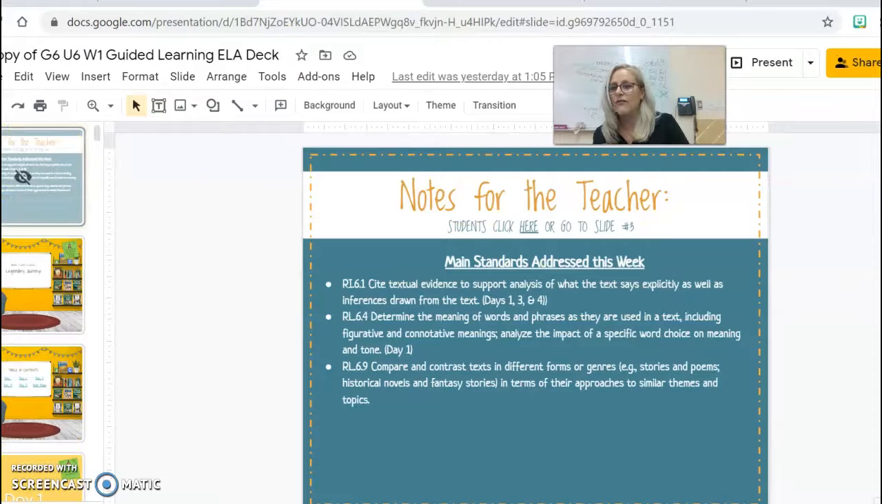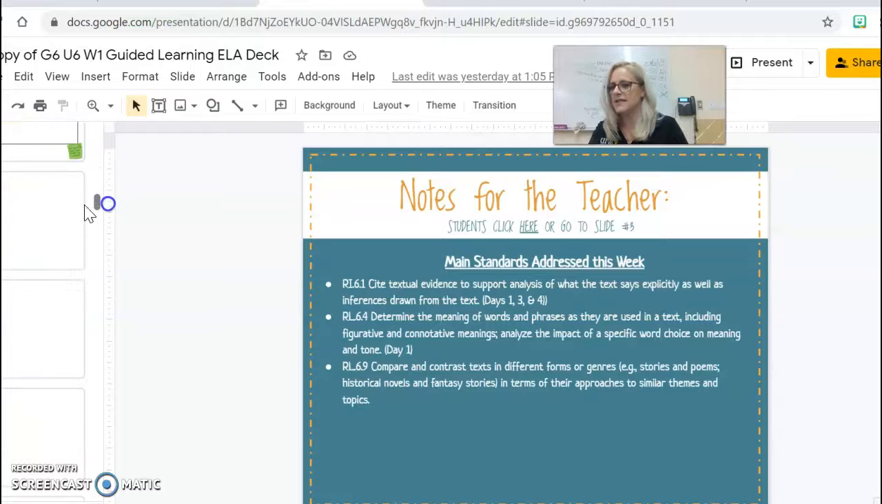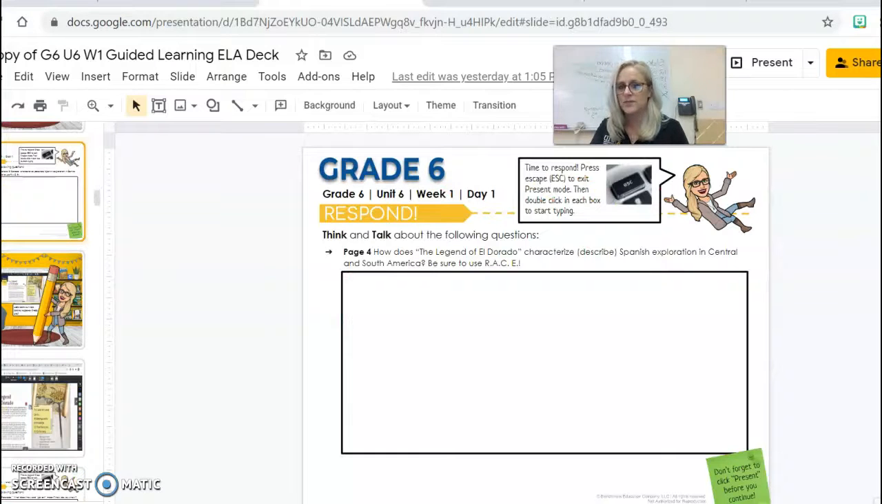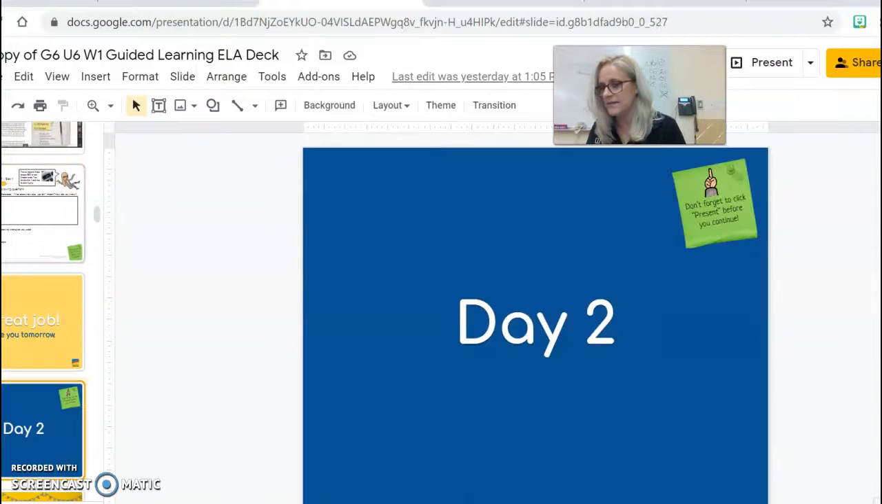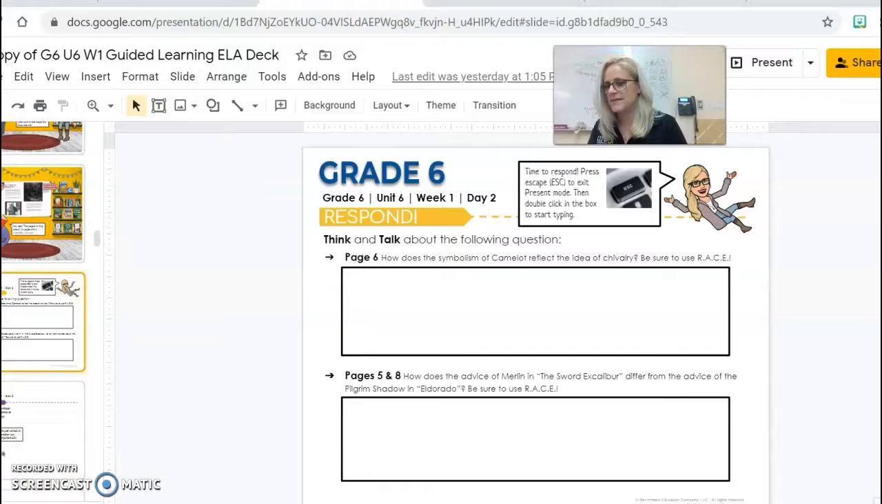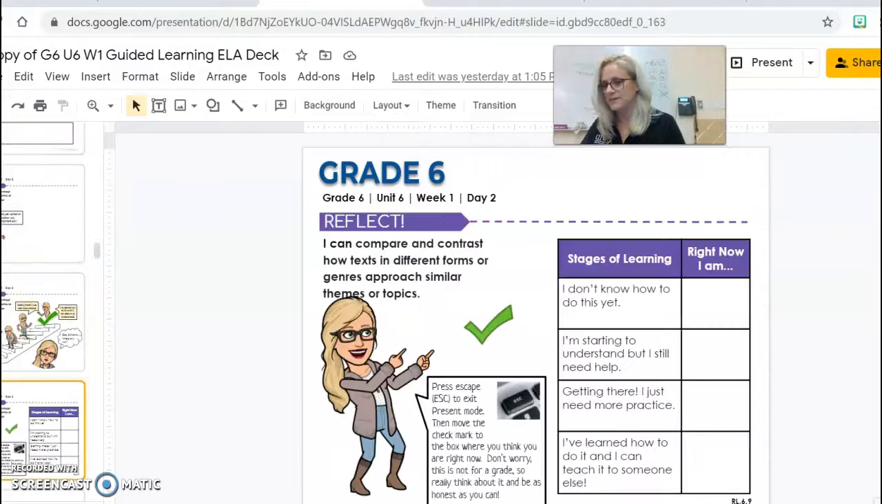Now, for our guided learning deck, it's Unit 6, Week 1. Slide number 12 should be completed. Slide number 15 should be completed. Slide number 20 should be completed. Slide number 23, don't forget to slide your little check where it belongs. It should be completed.